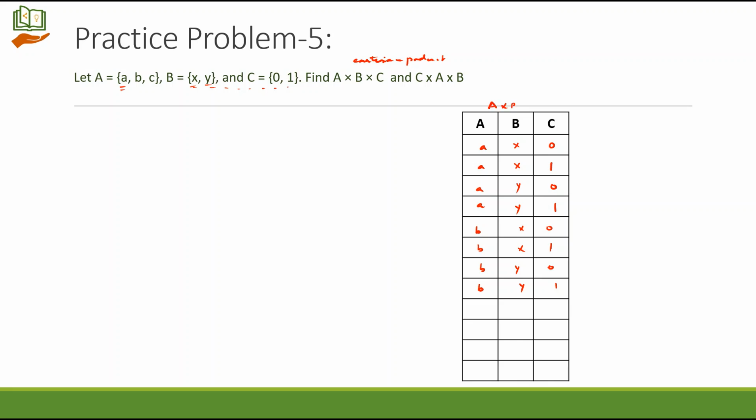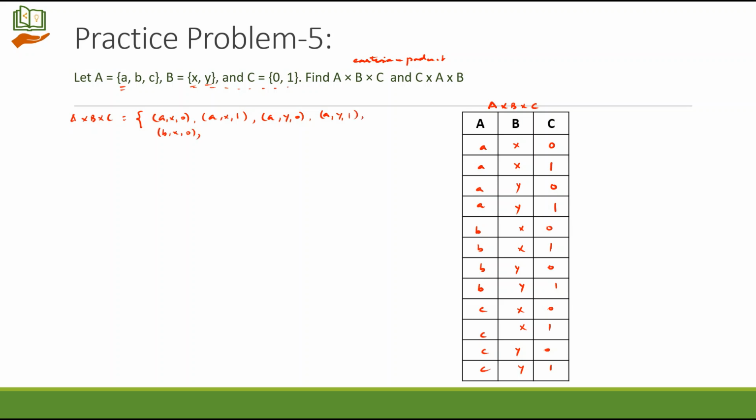This is A cross B cross C. What about C? The same set of pairs will be repeated: X0, X1, Y0, Y1. How will you write the Cartesian product? A cross B cross C is equal to, just have it in tuple form: A comma X comma 0, A comma X comma 1, A comma Y comma 0, A comma Y comma 1. This is how you will be writing.